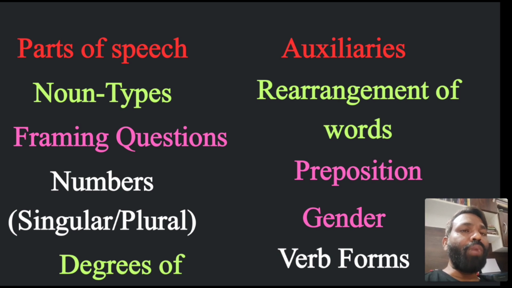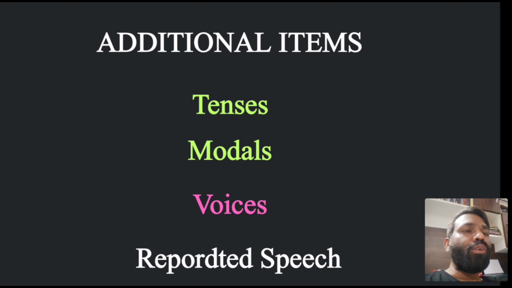The first one is parts of speech, noun and its types, framing questions, numbers, degrees of comparison, auxiliaries, rearrangement of words, prepositions, gender and verb forms. So additional items are there. When we go through the books, we can have these additional items. What are those additional items?